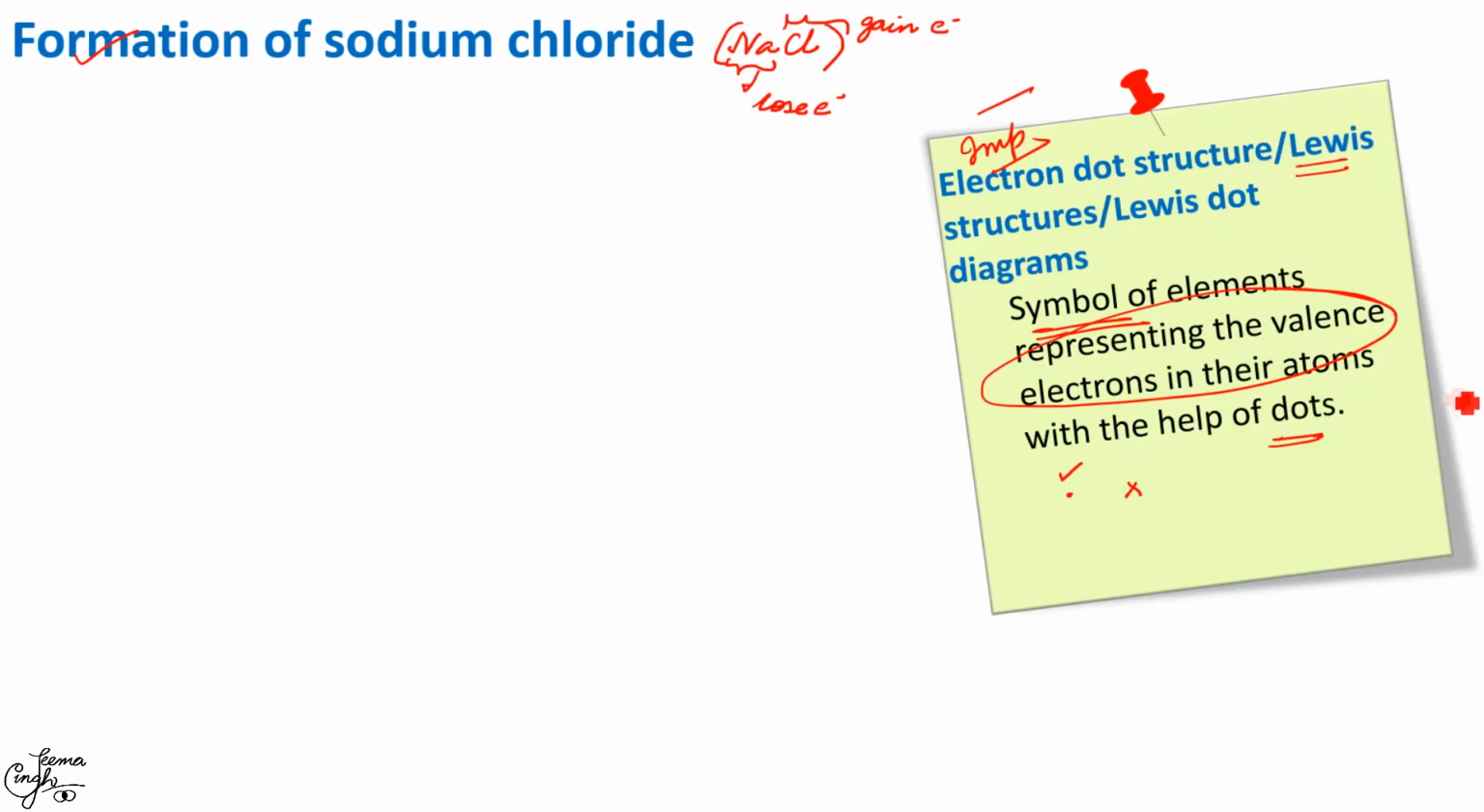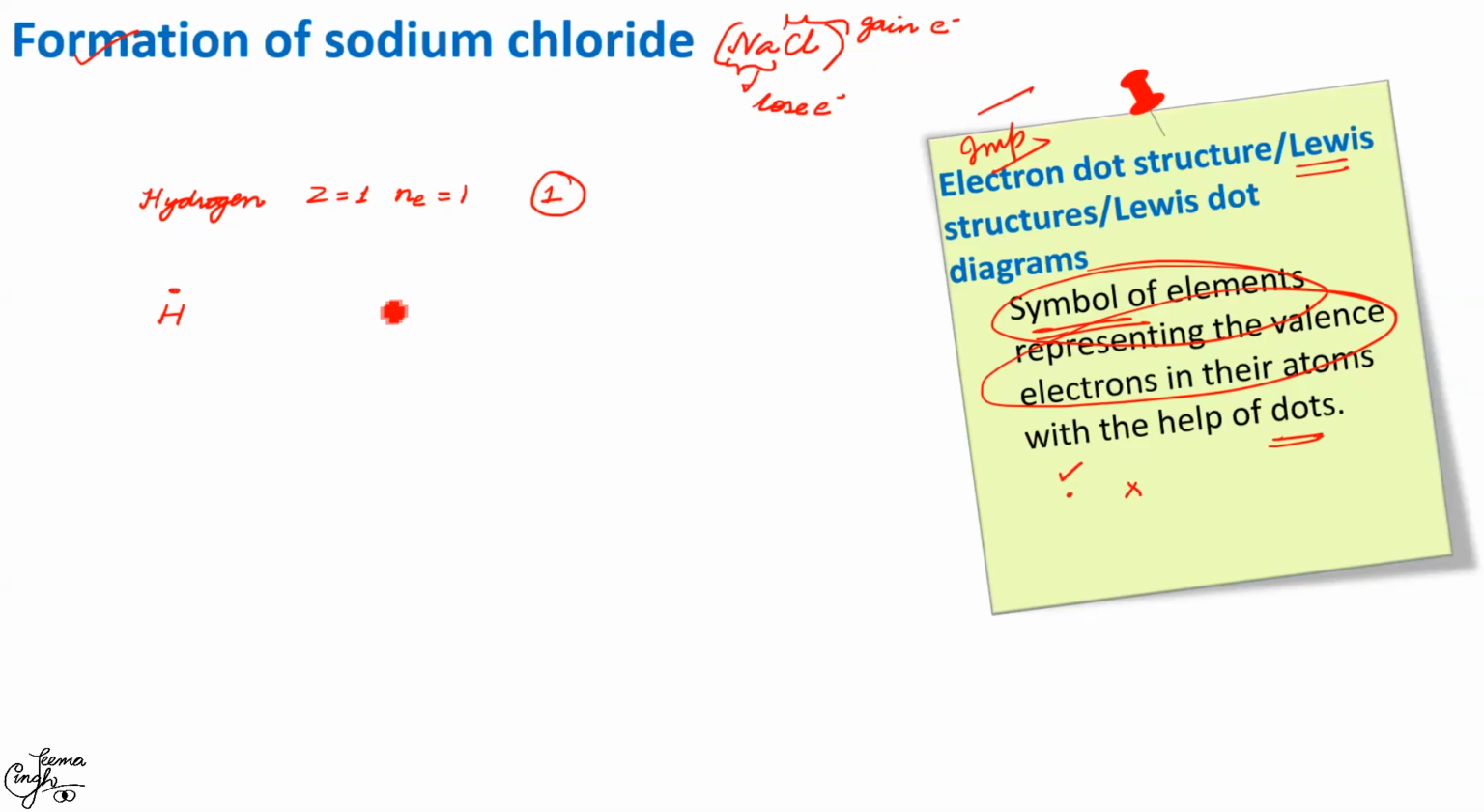Suppose I have to write down the electron dot structure for hydrogen. Okay. So first of all, I should know the symbol for hydrogen, which is H. So this is the symbol of the element. Look here, this one. Represent the valence electron with the help of dots. Hydrogen has atomic number 1. Number of electron is equal to 1. Its electronic configuration is 1. So it has 1 valence electron. Now this valence electron has to be shown by a dot around the symbol of the element.